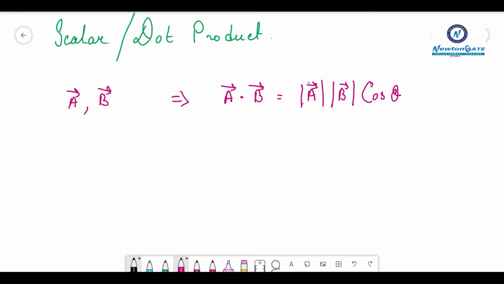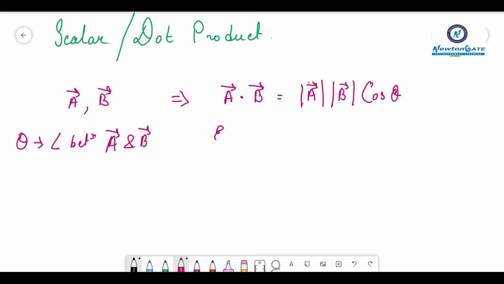So A dot B gives me AB cos theta, where A and B are just the magnitude values. And what is theta? Theta is the angle between A vector and B vector. So you can see that there are no direction values here. A and B both are magnitude, and cos theta will also give you a magnitude value. It won't give you any direction. So this is why the name scalar product or dot product.